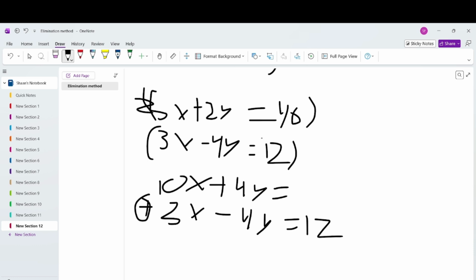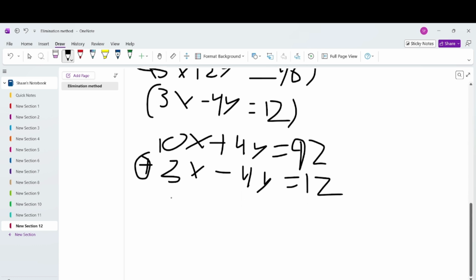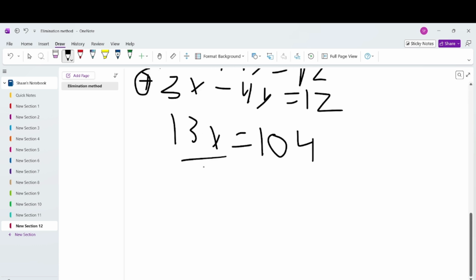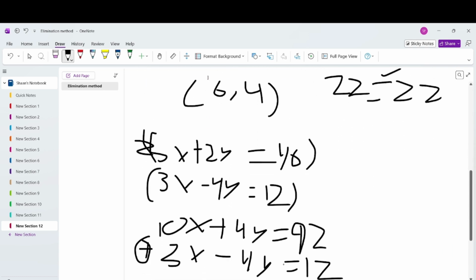So we forgot to do 2 times 46. We just left it as 46 before, but it's actually equal to 92. So now if we add it, we get 13x. Remember 4y plus negative 4y is 0. 13x is equal to 104. And now we can cleanly simplify this. 104 divided by 13, because we need to get x alone. We get x is equal to 8, which is our correct x value.